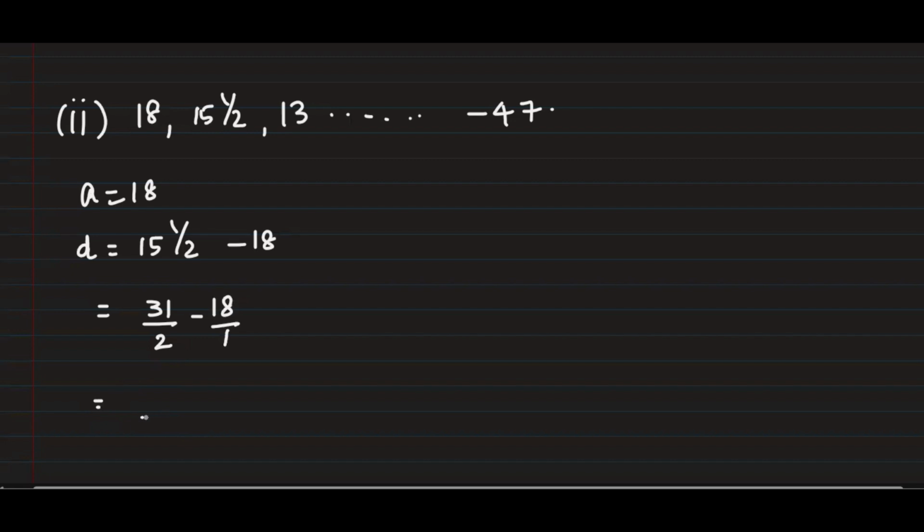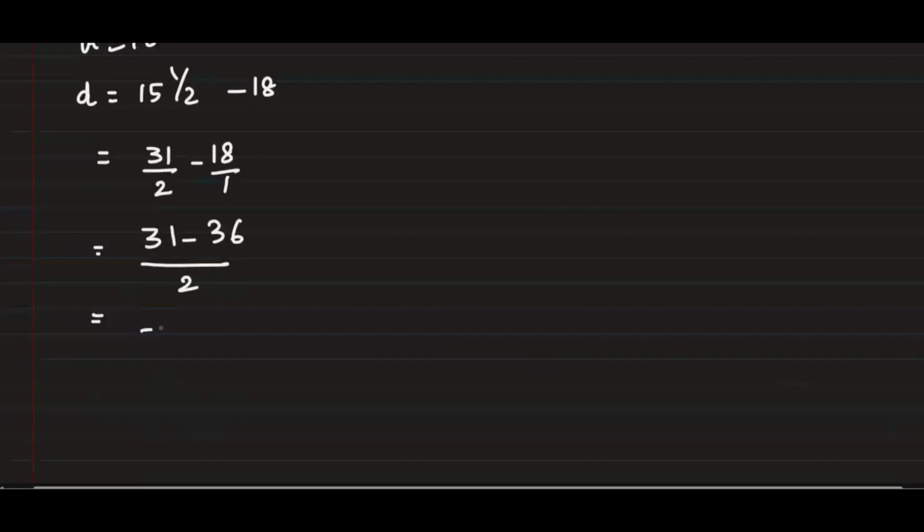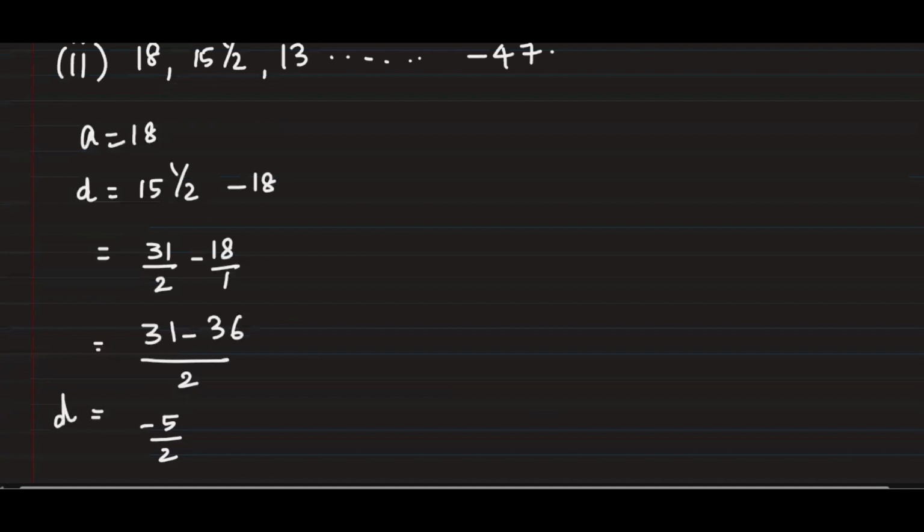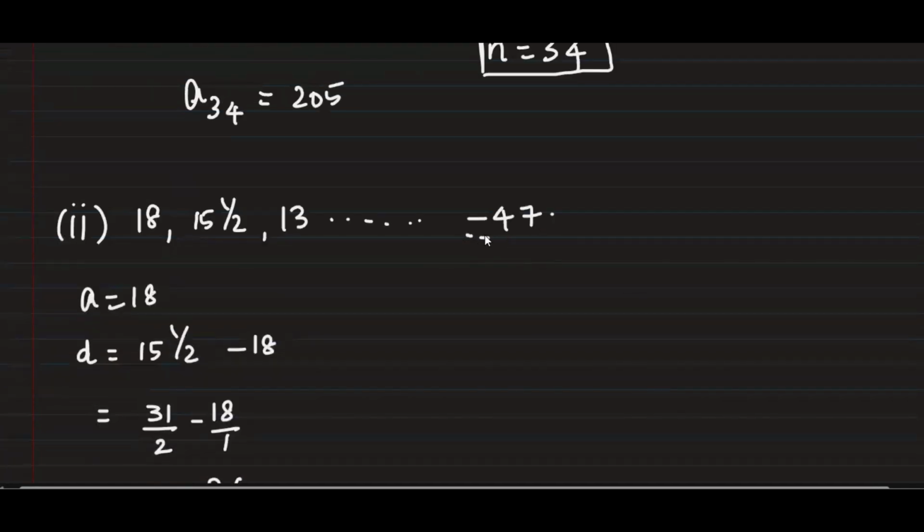Take LCM to solve this one. So 2, then 31 minus 18 into 2, that will become 36. Okay, so 31 minus 36, that will become minus 5 over 2. So here D value is minus 5 over 2. We know D value is minus 5 over 2 and A value is 18. Okay. Now we are going to use this last term to find the number of terms in the series.